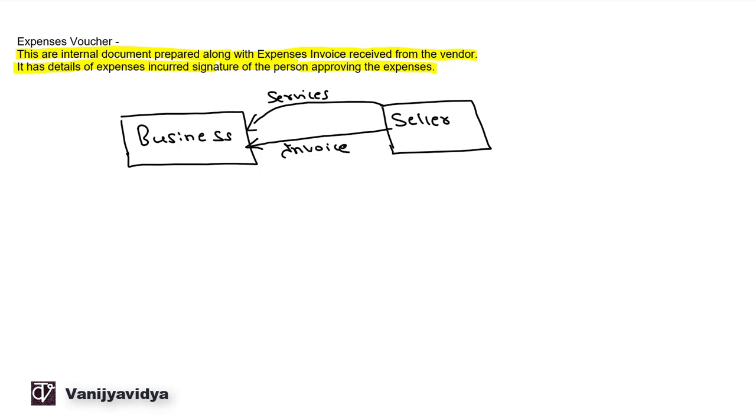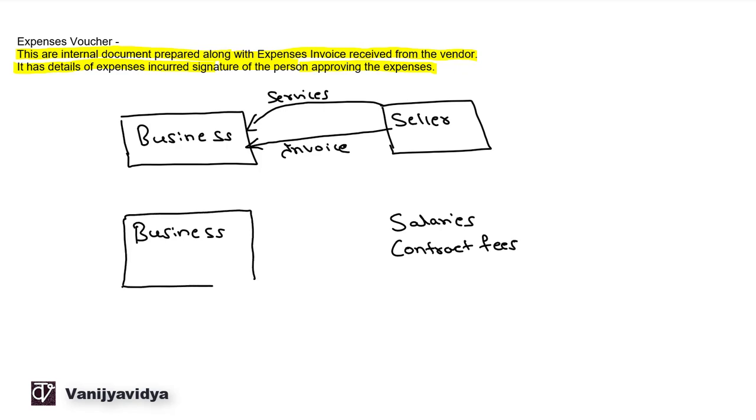So this invoice will be attached with the expense voucher and it will be used for recording a financial transaction related to the expenses. Now there are certain internal expenses. What are those? Like your salaries to employees, or say your contract fees, professional fees. Now what is happening here is, as a business, there is one contract which has been signed with these internal employees.